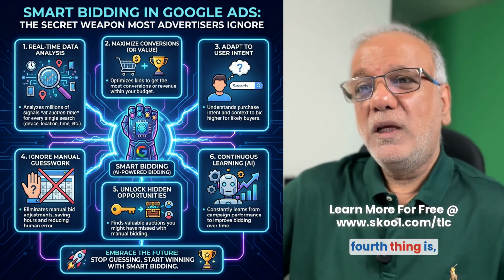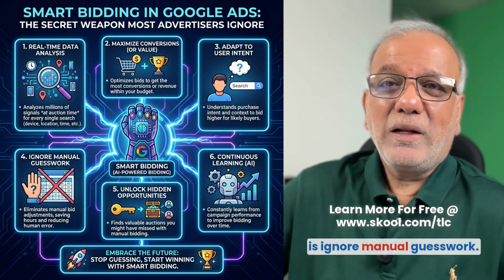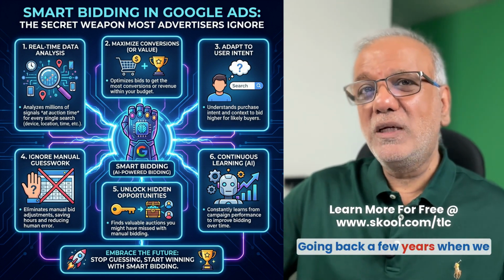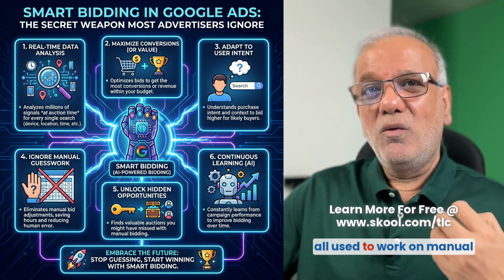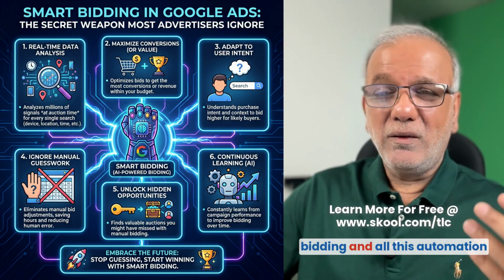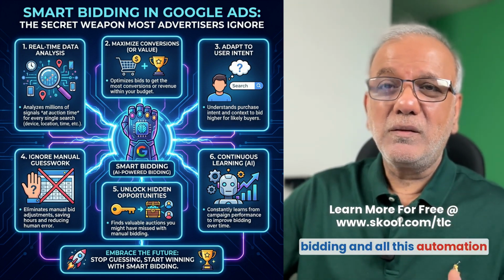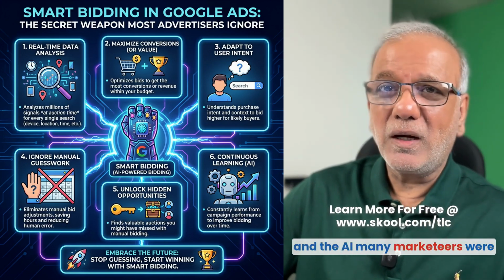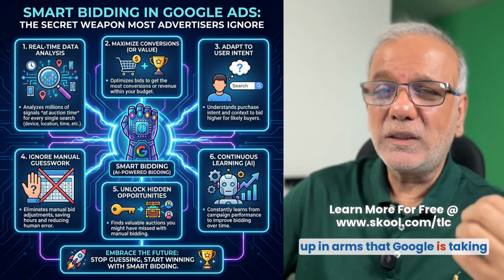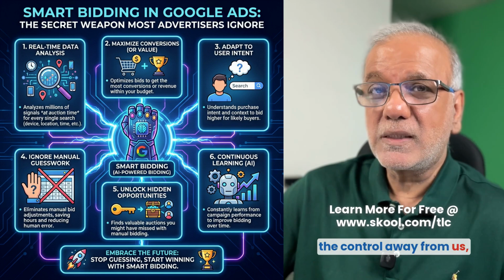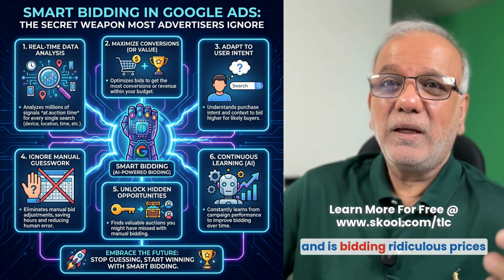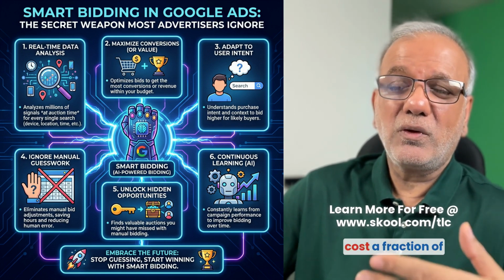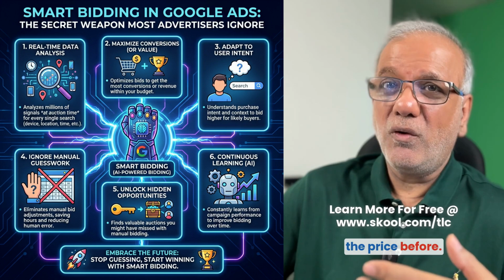The fourth thing is ignore manual guesswork. You don't need to do any guesswork. Going back a few years when we all used to work on manual bidding and all this automation started to kick in and the AI, many marketeers were up in arms that Google is taking the control away from us and is bidding ridiculous prices or CPCs for clicks, which used to cost a fraction of the price before.